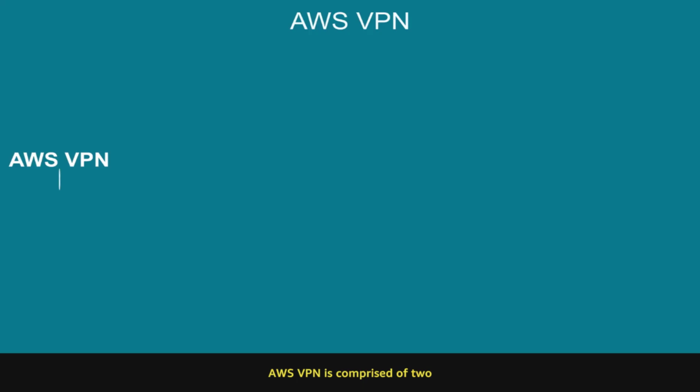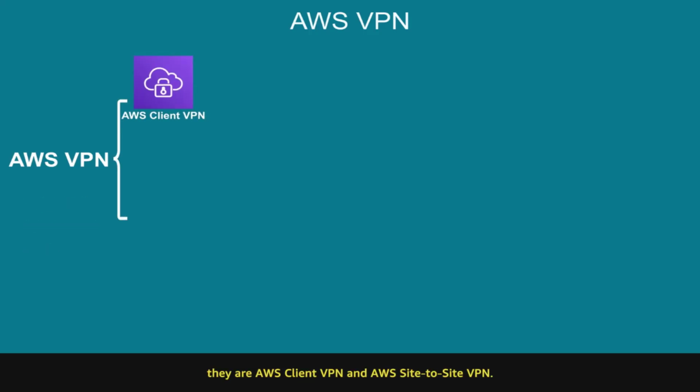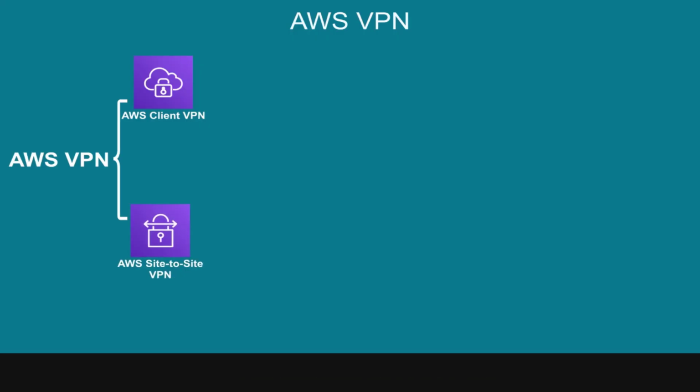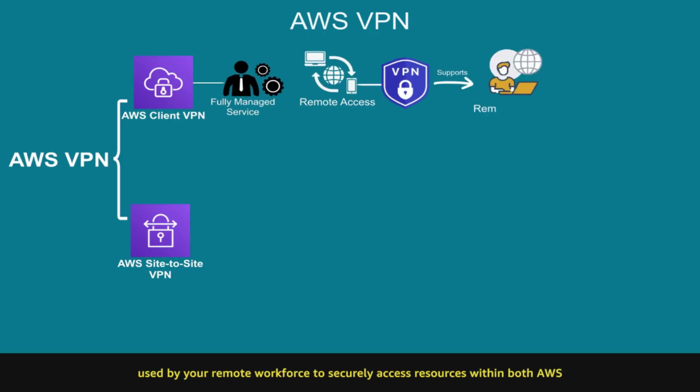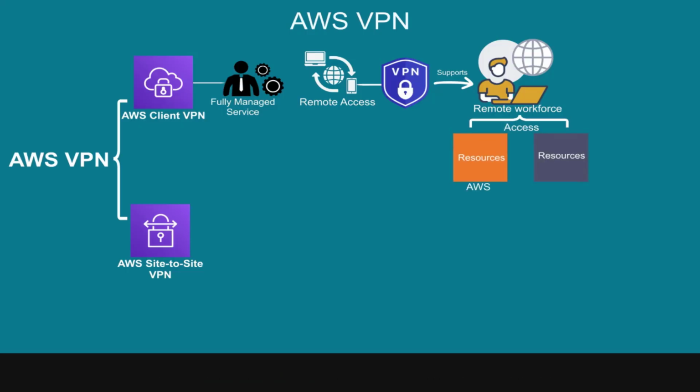AWS VPN is comprised of two highly available, fully managed, and elastic VPN services. They are AWS Client VPN and AWS Site-to-Site VPN. AWS Client VPN is a fully managed, remote access VPN solution used by your remote workforce to securely access resources within both AWS and your on-premises network.